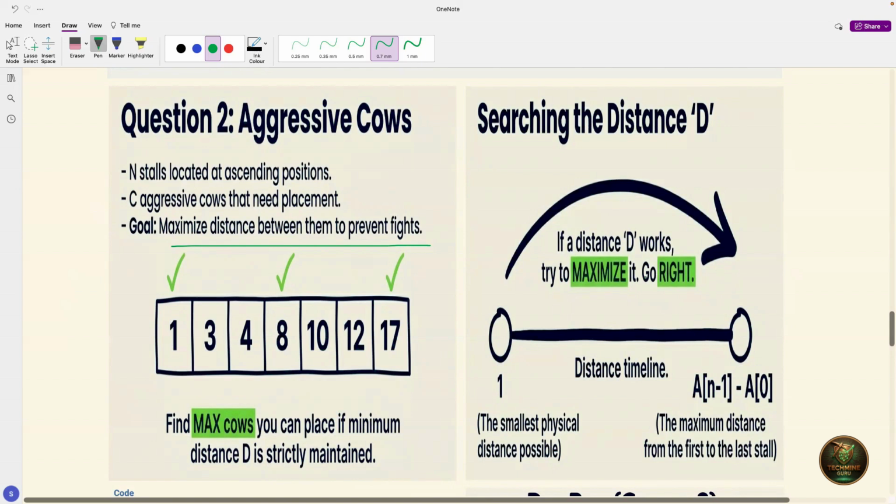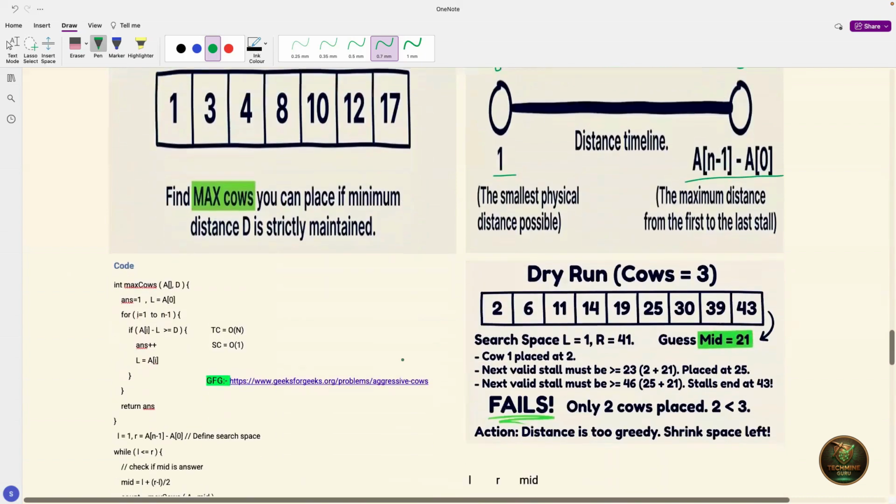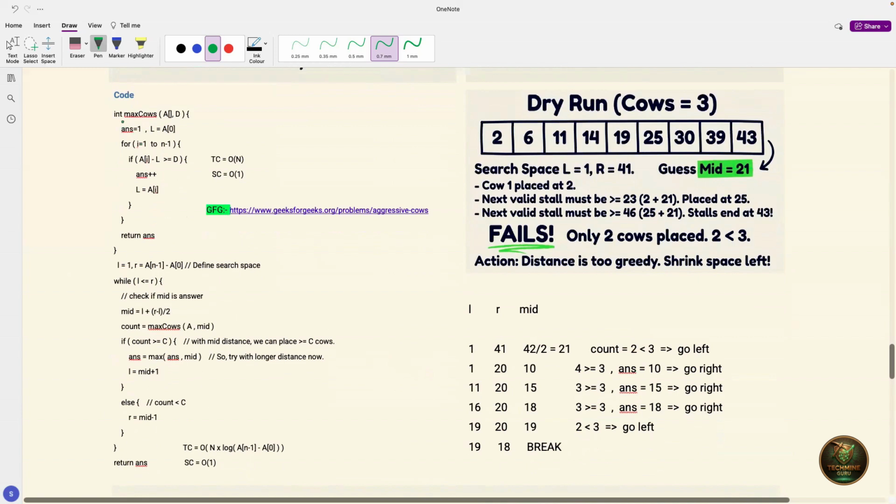So the distance range is from 1 unit to A of n minus 1 minus A of 0, that is the distance of the first cow to the last cow. So this is our search space here. So let's see the code how we can solve this. So in this again we will use one helper method which will give how many cows we can place if we are given a certain distance.